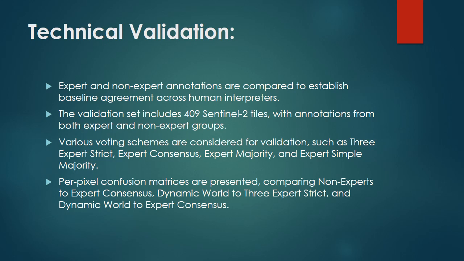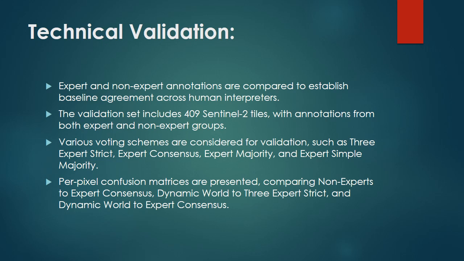The expert and non-expert results were compared in order to improve accuracy and correctness. As you can see, they used various voting mechanisms for validation, and they also used what we call per-pixel confusion matrices, comparing the non-experts and the expert consensus.